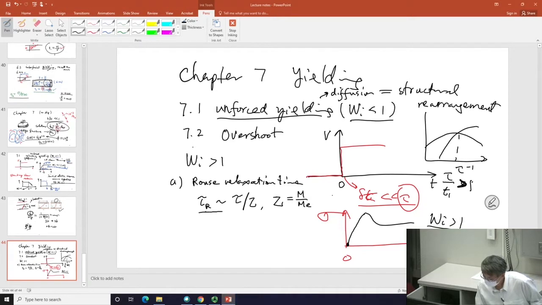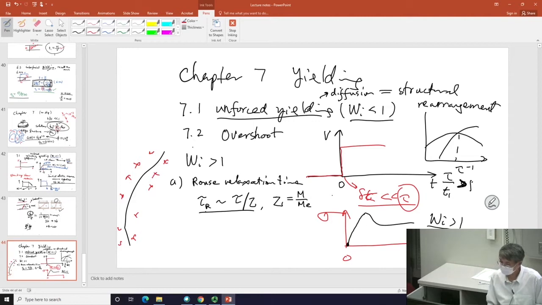So that Rouse time is essentially the time for this chain, remember we talk about entanglement, that the chains are living in a tube. Imagine the tube does nothing to me, what would be the relaxation time I have? Sometimes it's called the stretching time. But for a given material, this number is very specific. It's fixed.